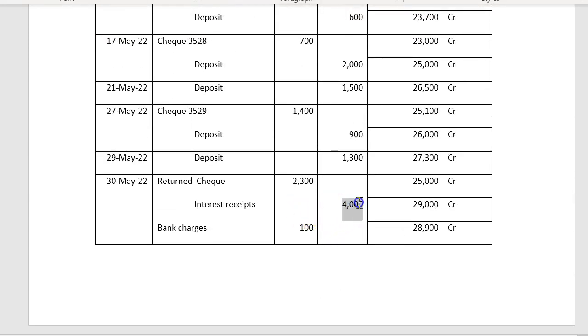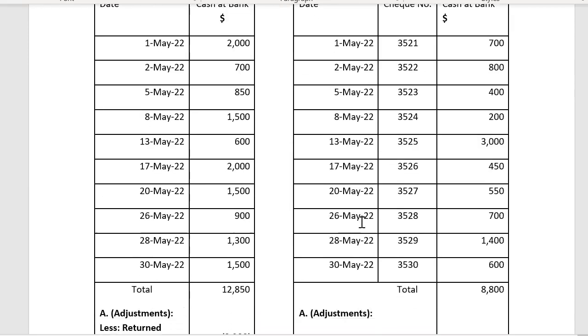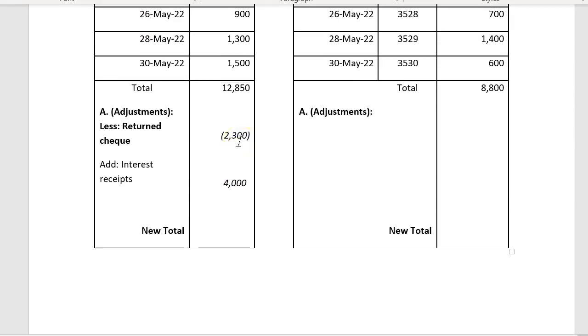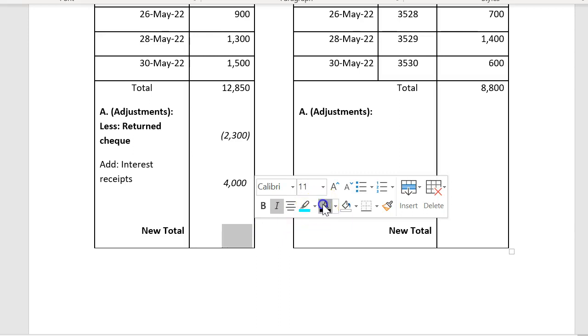Now, interest receipts are cash receipts. Interest receipts are recorded by the bank first. So direct deposits and interest receipts are recorded by the bank first, and you need to add these amounts to the cash receipts journal balance. So you add interest receipts to the cash receipts journal balance, and that gives you the adjusted amount, which is 14,550.